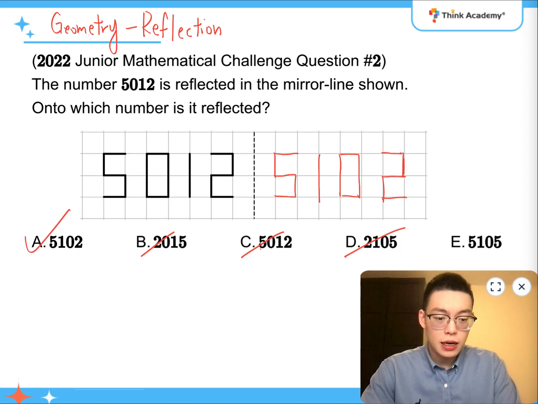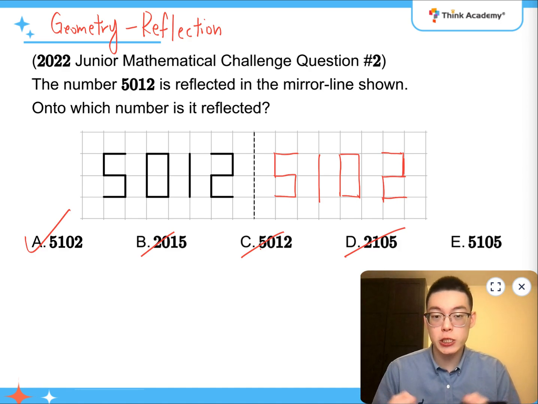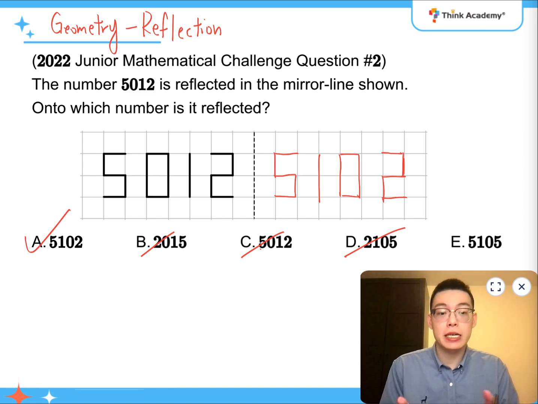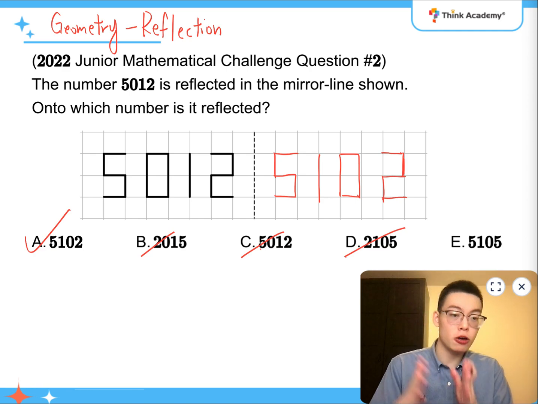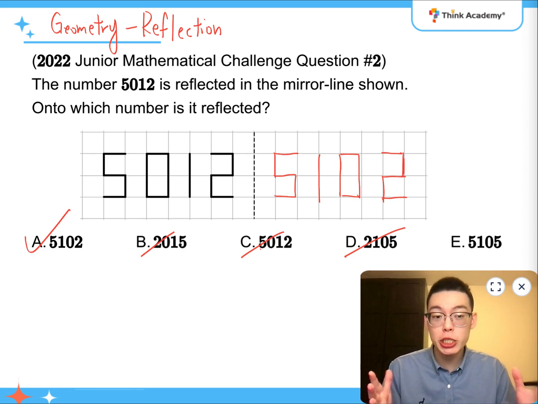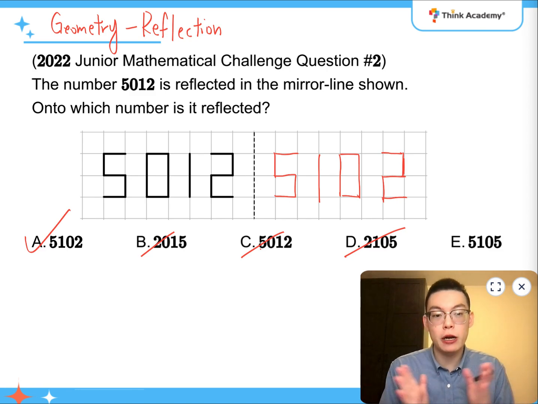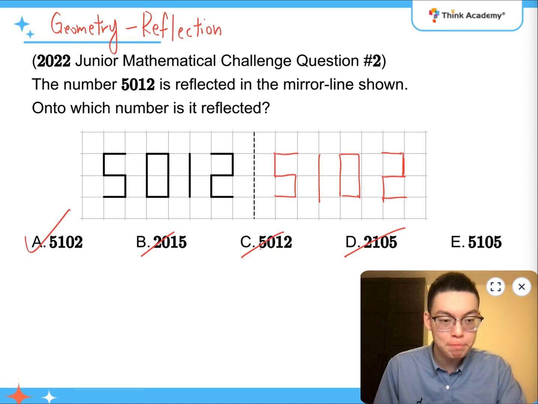Okay, I guess I don't need to explain too much for the second one. As long as you know what is reflection, it means that each single line or each single point, if reflected, is going to be the same distance away from the mirror line as the original version of it. So the mirror image will be the same distance away from the mirror line as the original object or item.